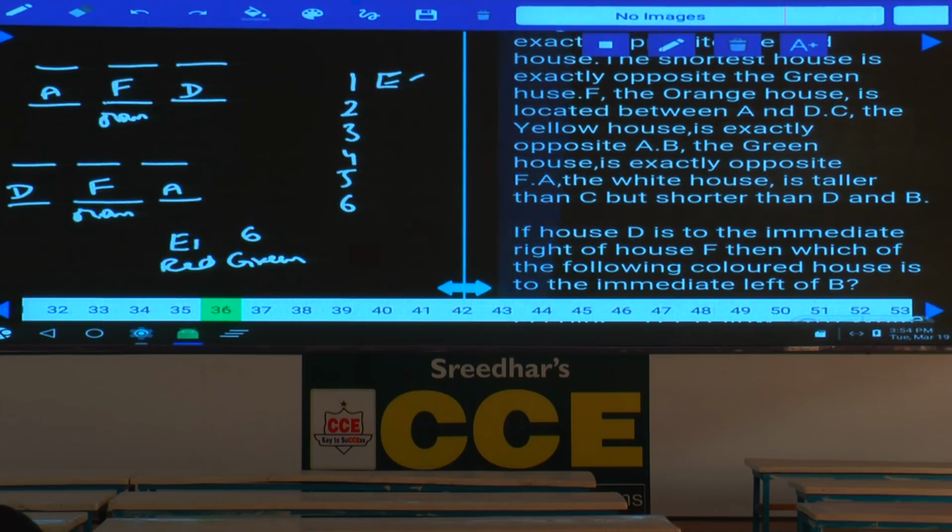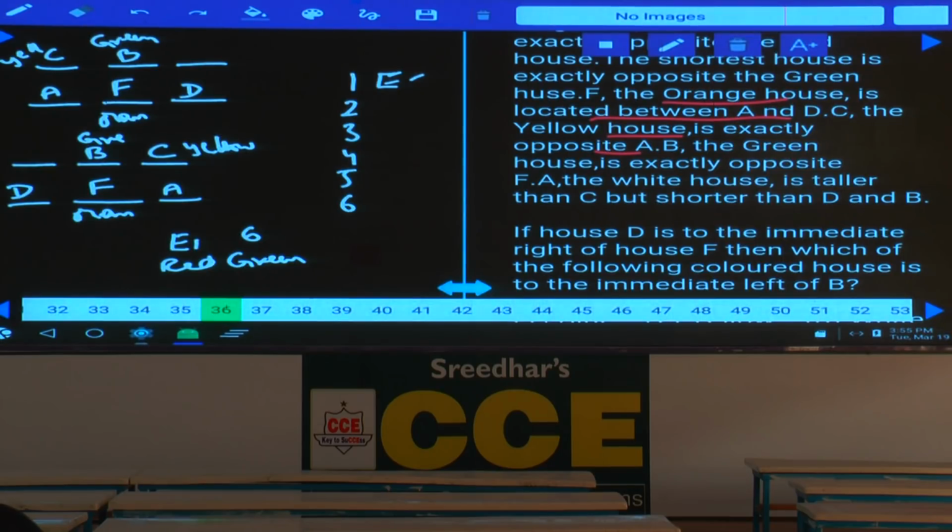Now F, the orange house is located between A and D. C, the yellow house is exactly opposite to A. Now C, the yellow house, this is C. And what is the color of this one? Yellow. C, the yellow house is opposite to A. And similarly here also C, the yellow house is opposite to A, exactly opposite to A. B, the green house is exactly opposite to F. Now here it is B and its color is green. And similarly here B is exactly opposite to green. B, the green house is exactly opposite to F.